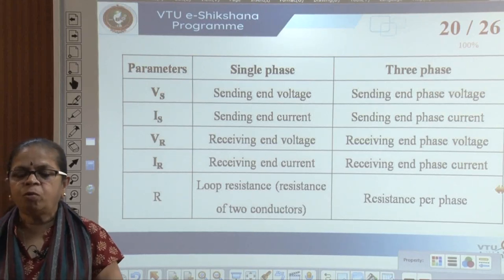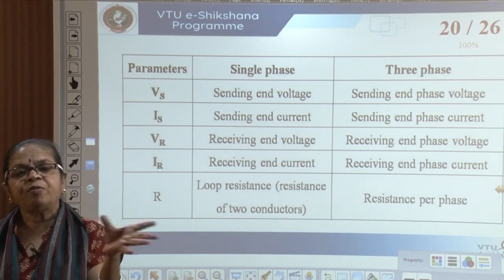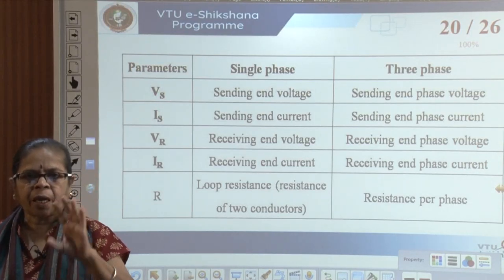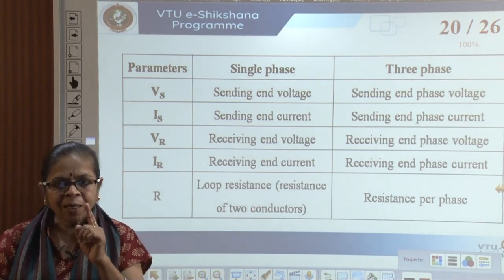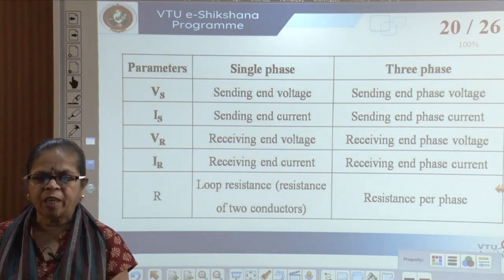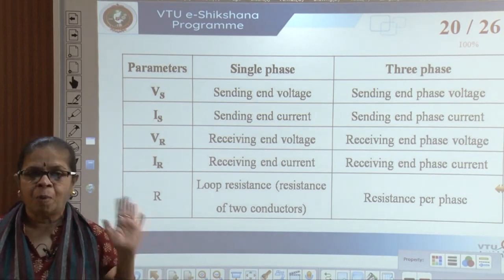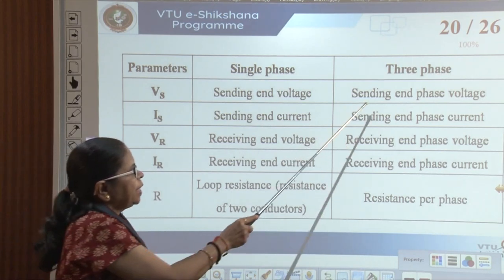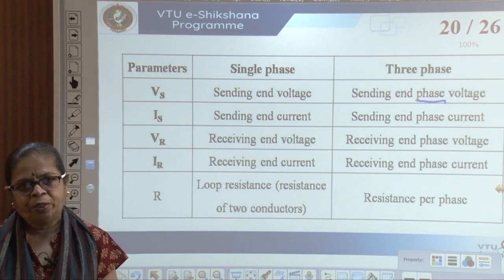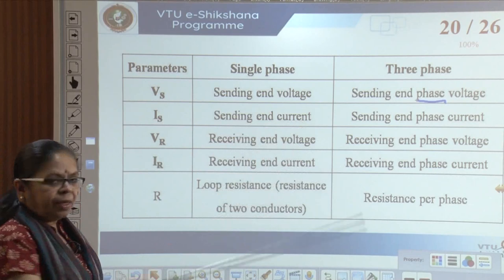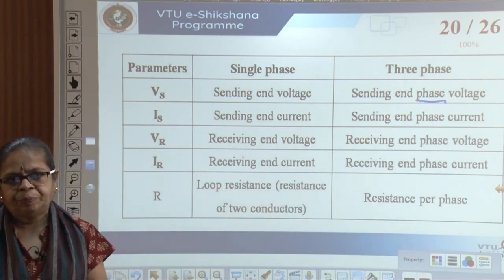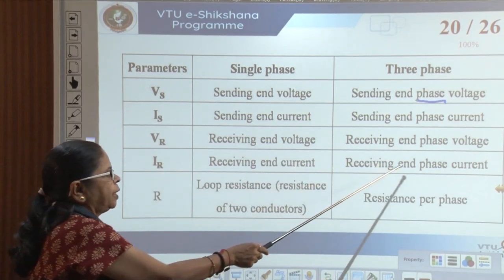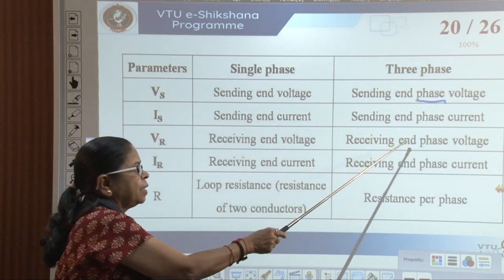Now, we need not derive anything specially for single phase and three phase separately. We will use the same nomenclature A, B, C, D, VS, VR, IS, IR. The equations are the same. Only thing is, be clear what the parameter is in case of single phase and in case of three phase. So, this table is something you have to be very clear about. VS, in case of single phase, is the sending end voltage, and for three phase, it is the sending end phase voltage. Phase voltage means line to neutral voltage. IS is the sending end current, and here it is the sending end phase current. Normally they are all star systems, so phase and line will be the same. IR similarly is the receiving end current, and here it is the receiving end phase current. VR is the receiving end voltage, and here it is the receiving end phase voltage.